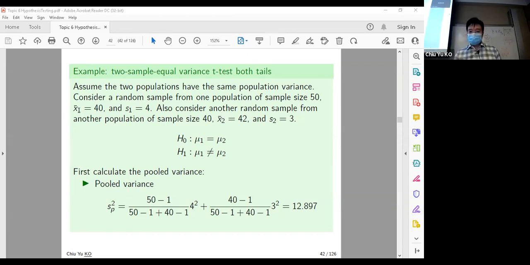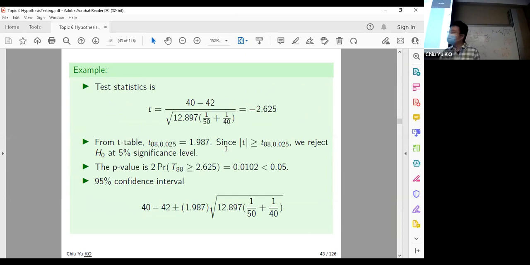So now the first sample has sample mean of 40, sample variance of 4. Okay. And the other population has sample size of 40. So N2 is 40, X2 is 42, and S2 is 3. Okay. The question is to try to see if they're the same. Okay. So remember, this is a very commonly used formula. Okay. So what we're going to do is we calculate SP first. Okay. And then we go to the next slide and calculate T. Okay. And then do p-value and interval. Okay, that's it. So this is the roadmap. We do it step by step. Okay.